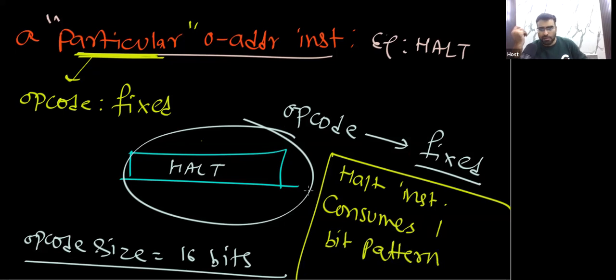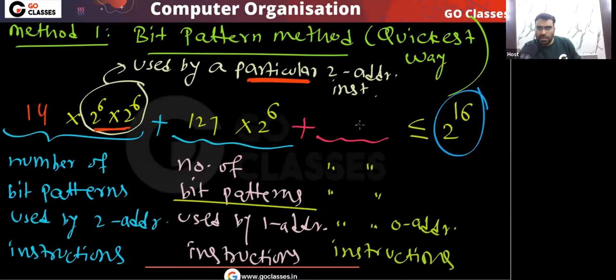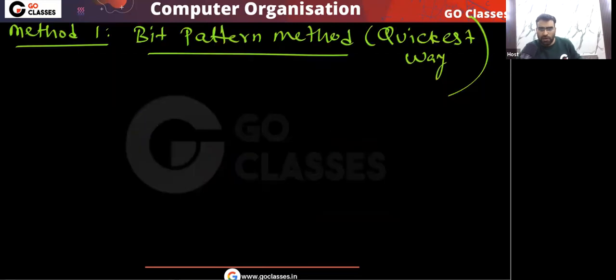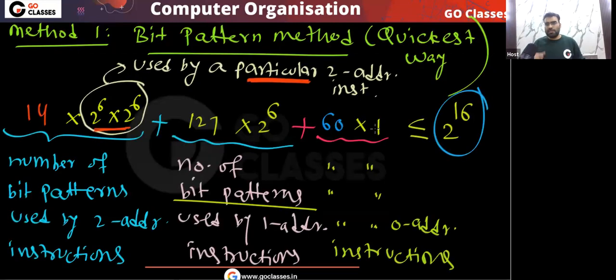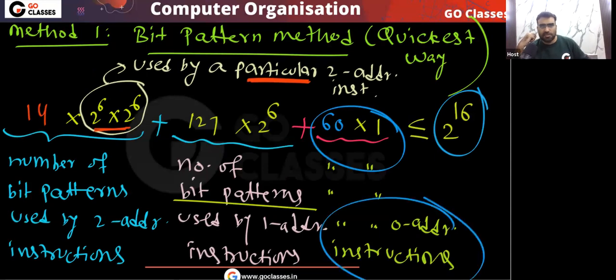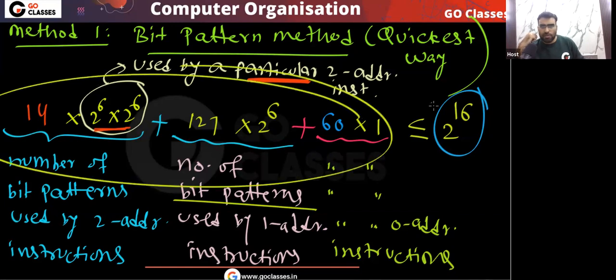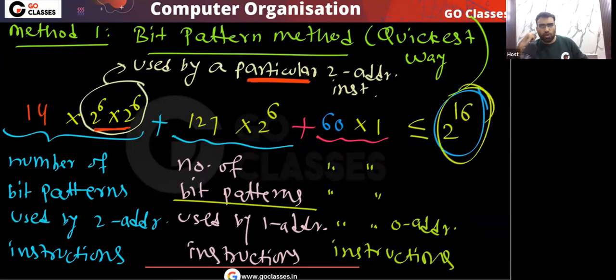So finally, you can see a particular zero address instruction will consume only one bit pattern. And how many zero address instructions do we want? We want a total of 60. So these many bit patterns will be consumed by zero address instructions, these many by one address instructions, and these many by two address instructions. And this total must be less than or equal to 2 power 16, because this is the total number of bit patterns possible using 16 bits.